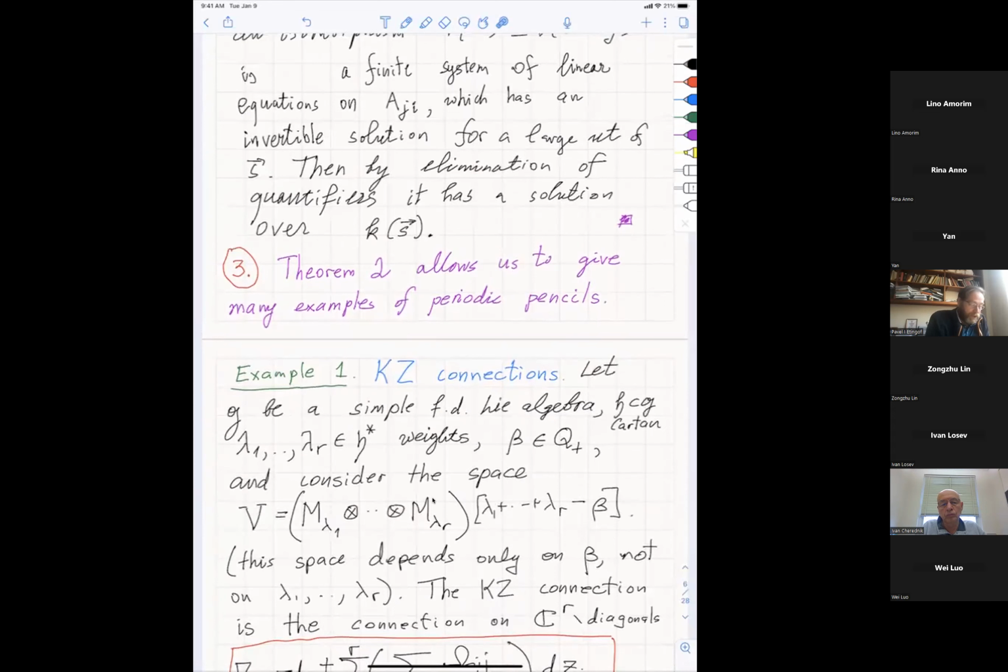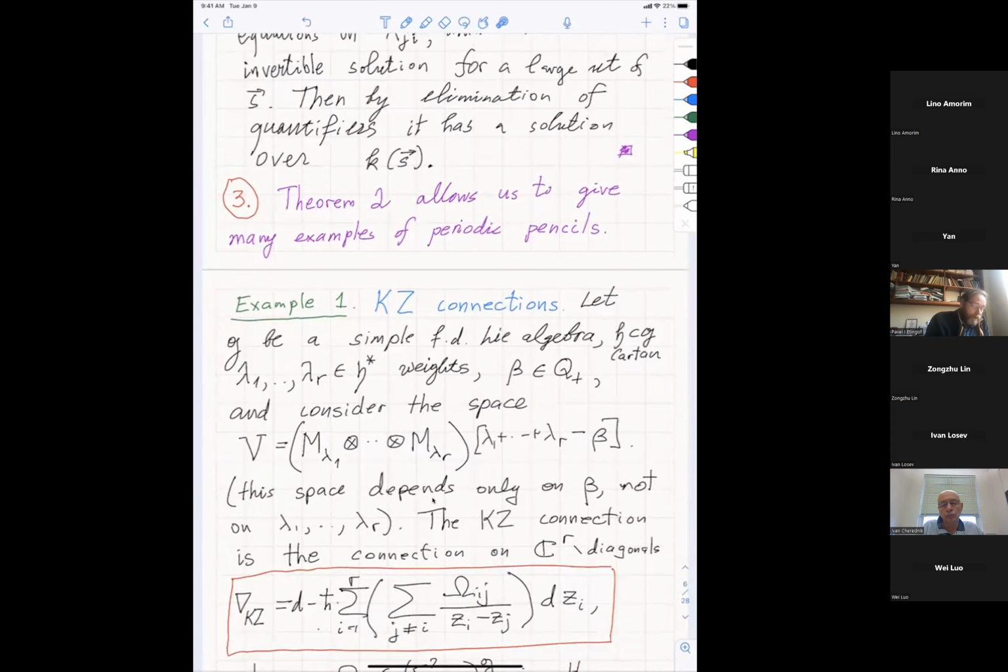So here are examples. So first of all, Knizhnik-Zamolodchikov connections. These connections are attached to a simple finite dimensional Lie algebra with Cartan subalgebra H. And so if you have weights lambda 1, ..., lambda r in H star, complex weights, and you have an element beta of Q plus, the positive part of the root lattice, you can consider Verma modules. We fix the triangular decomposition, and we consider Verma modules M lambda with highest weight lambda. So we take the tensor product M lambda 1, ..., M lambda r, and then we take a particular weight space there. So we take the highest weight and we move down by beta.